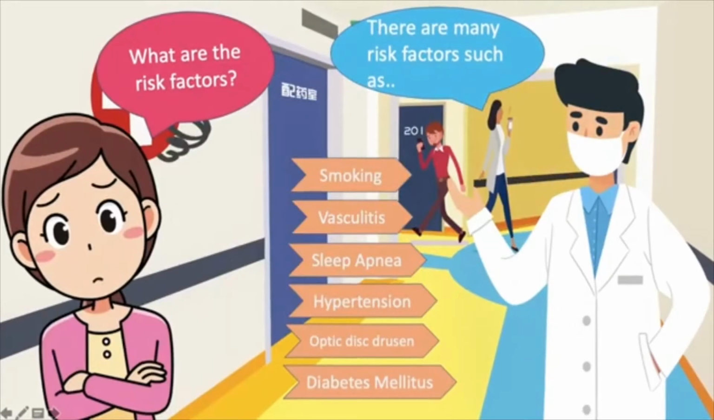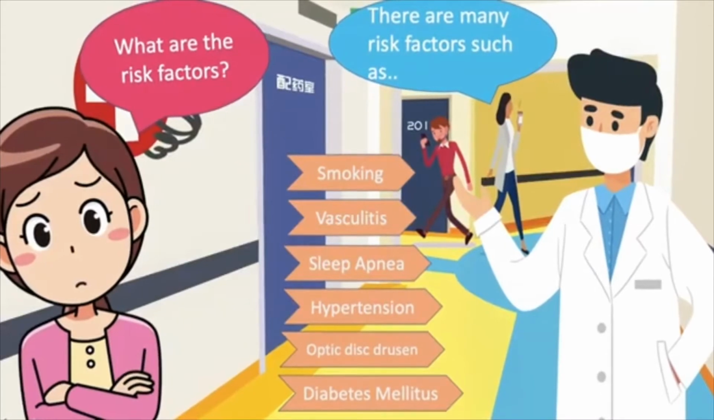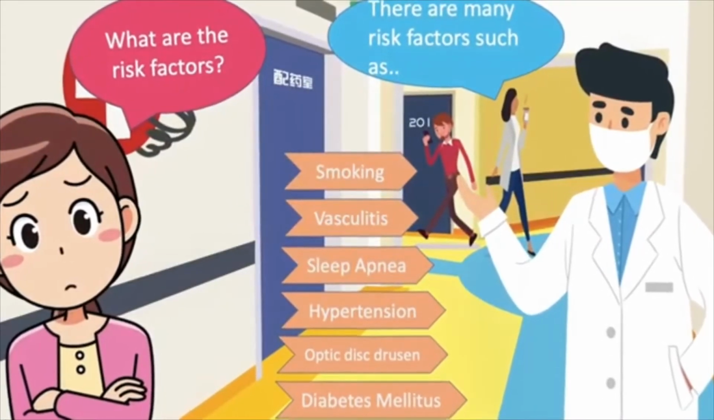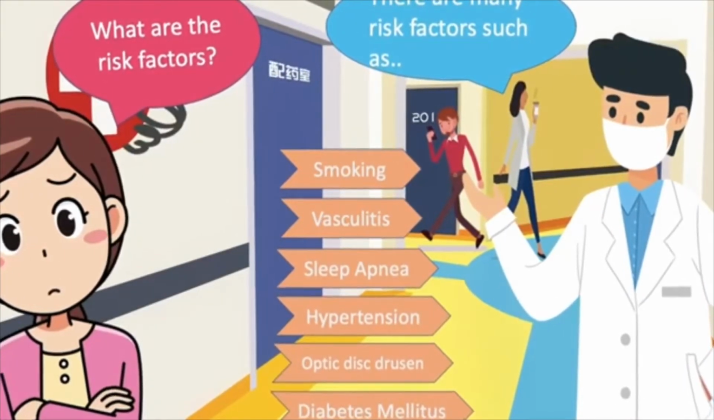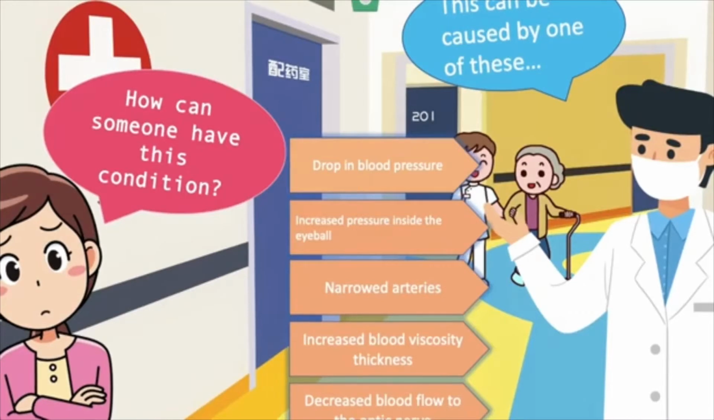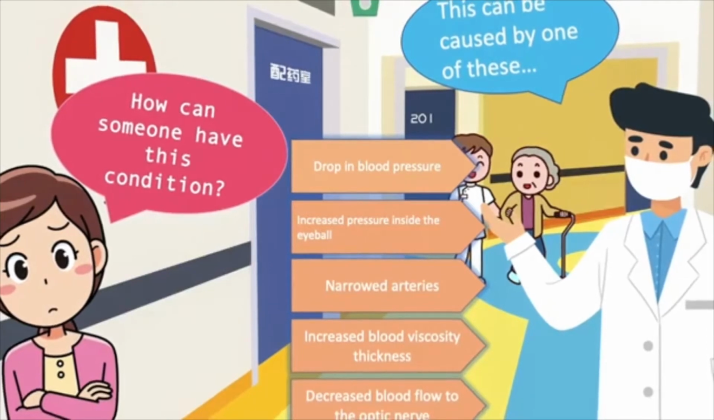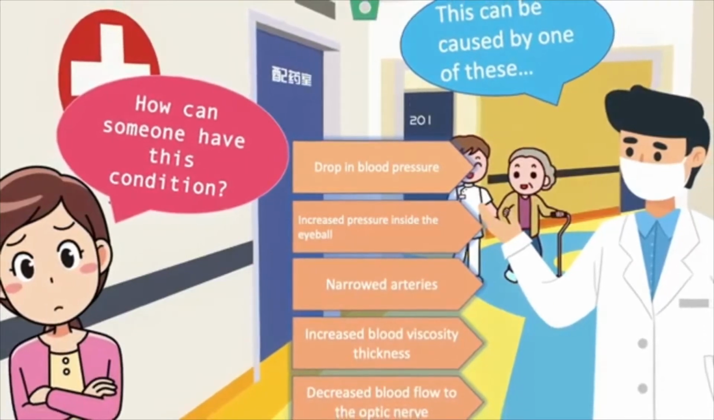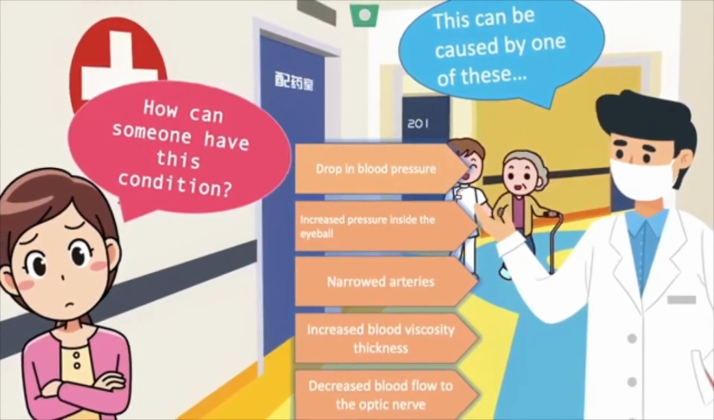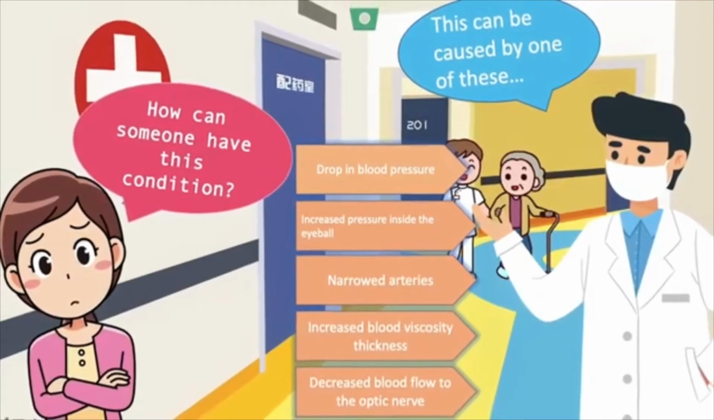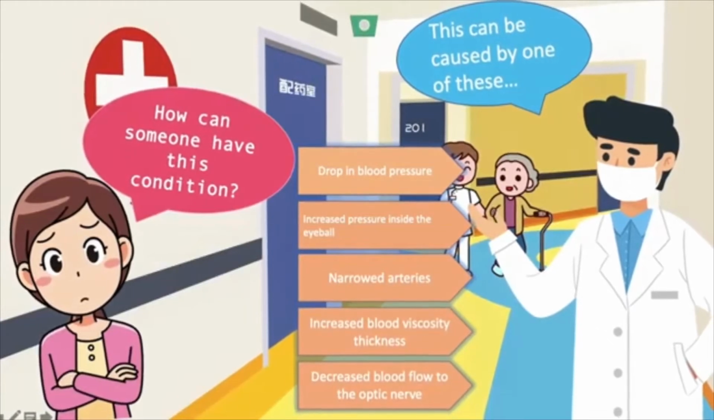What are the risk factors? There are many risk factors such as smoking, vasculitis, sleep apnea, hypertension, optic disc drusen, and diabetes mellitus. How can someone have this condition? It can be caused by one of these: a drop of blood pressure, increased pressure inside the eye, narrowed arteries where interruption of blood flow may occur, increased blood viscosity or thickness, and lastly, decreased blood flow to the optic nerve.